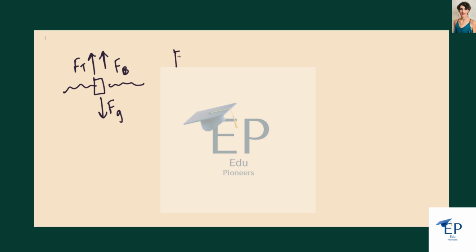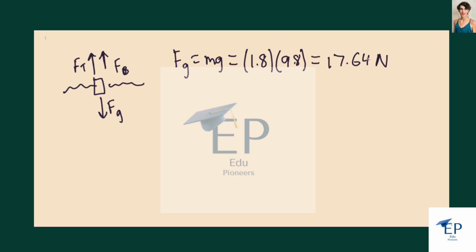The weight of the rock due to gravity is simply going to be mg. And this is going to be 1.8 times 9.8. This is simply going to be 17.64 newtons. So this is the weight of the rock. Now we need to find the buoyant force first.